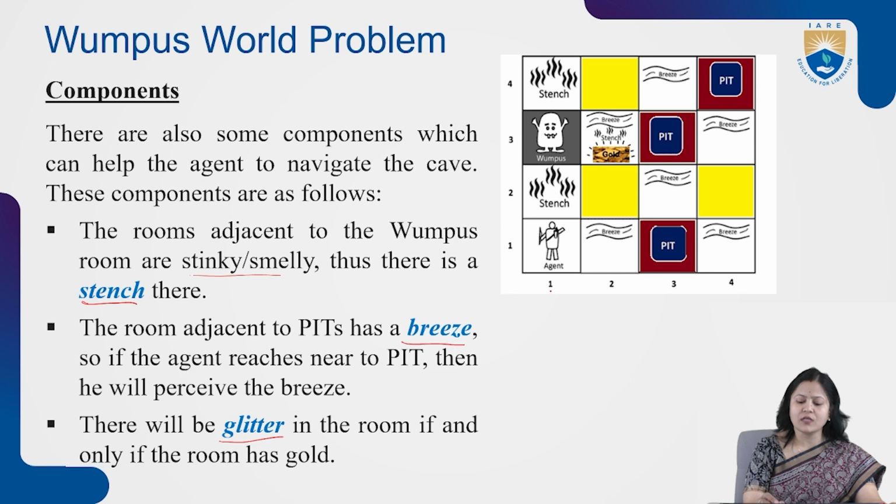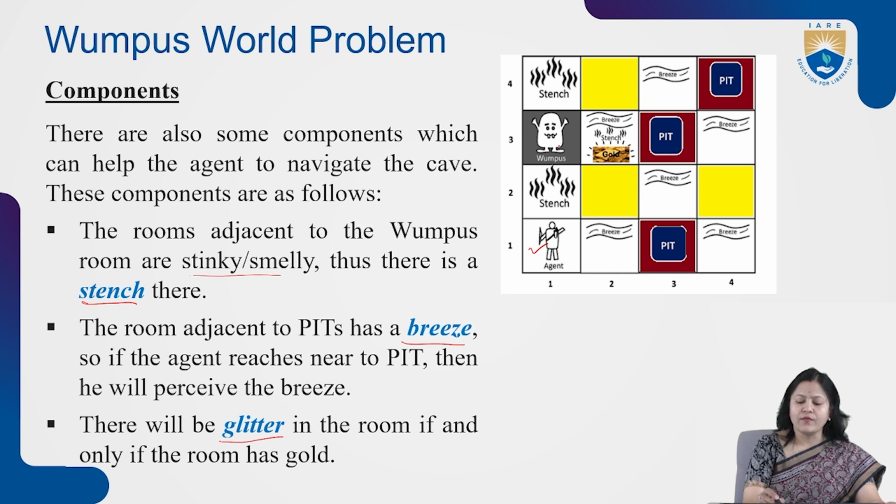All the locations are numbered 1, 2, 3, 4 here, and 1, 2, 3, 4 here also. So the location of the agent is 1,1. Here this is 1,1, 1,2, 1,3, 1,4. This is 2,1, 2,2, 2,3, 2,4. Similarly 3,1, 3,2, 3,3, 3,4. Similarly 4,1, 4,2, 4,3, 4,4. These are the coordinates of each of the 16 rooms.